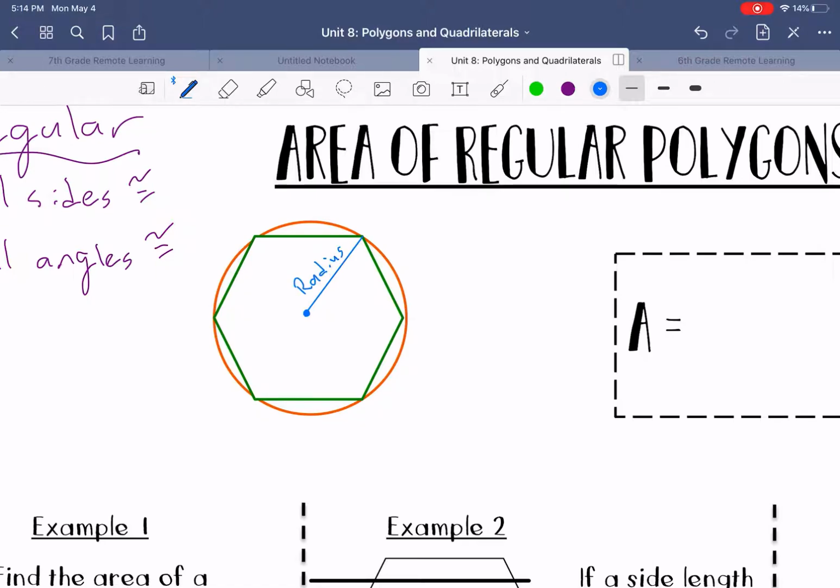You can see pretty clearly that this is a radius from the center to the circle, because a radius is any line that goes from the center of a circle to its edge. And since all of the vertices touch the circle, any line I would draw from the center to a vertex is going to be a radius.